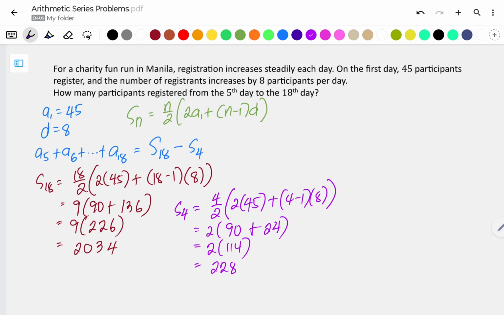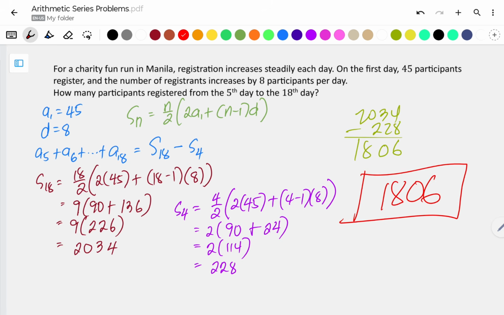228. And then we subtract 228 from 2034. 2034 minus 228, that's 1806.